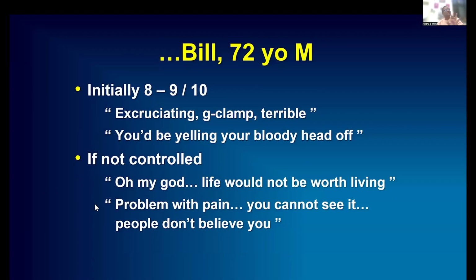And in fact, he said that his pain is 8 to 9 out of 10, which is excruciating. It is like someone has applied a G clamp. Have you applied a G clamp? It is that terrible. And he was just yelling.